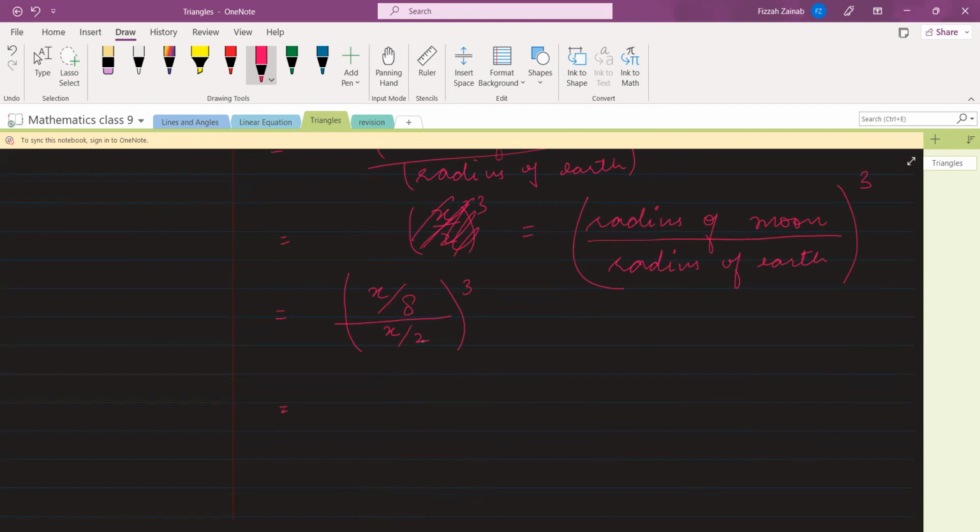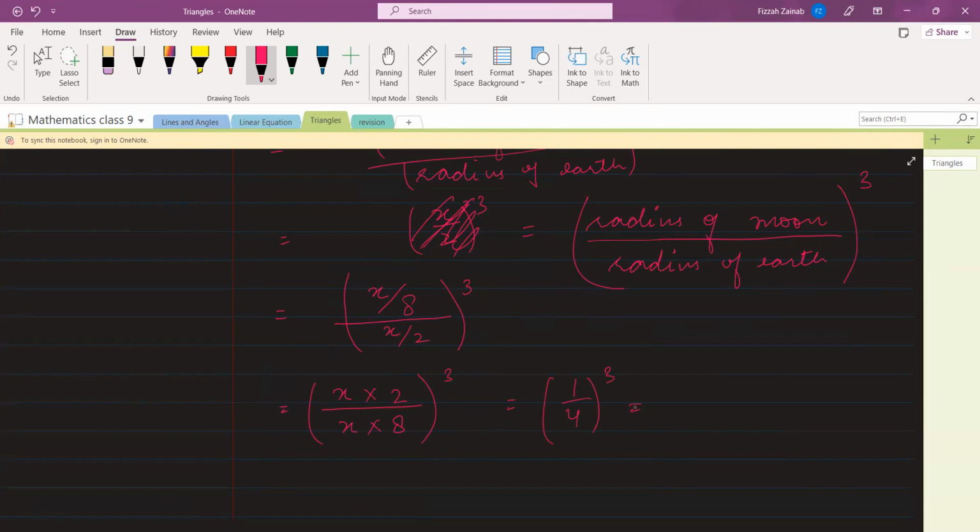So inside, as you know, this denominator 2 will go in the numerator. So it will be x into 2, and this 8 will come here. Is that clear? Okay. Now x and x will get cancelled out, and this 2 into 4 is 8. So this is 1 upon 4 whole cube.